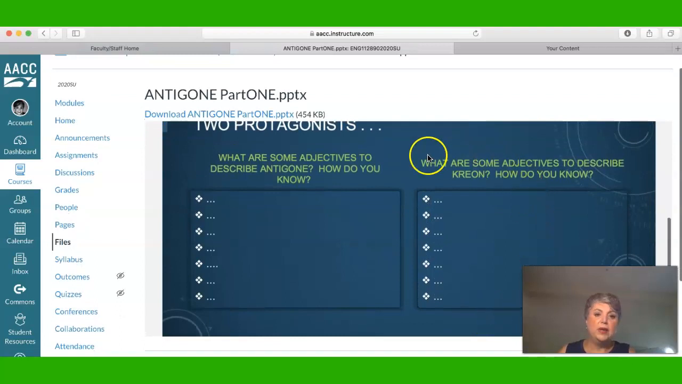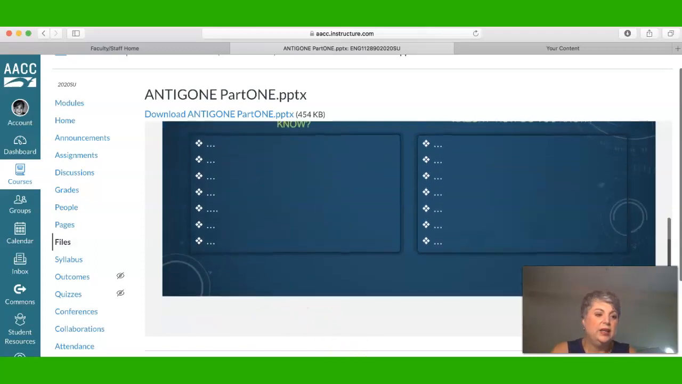There we go. I got the page to move up, and you can see on my PowerPoint, I ask this question every time I teach Antigone because I think it's a really good way to start thinking about the character that you want to write. Think about adjectives that you would use to describe that individual. Okay, and again, you can do that on your own, on paper, on a Word doc, typing it up if that works better for you.